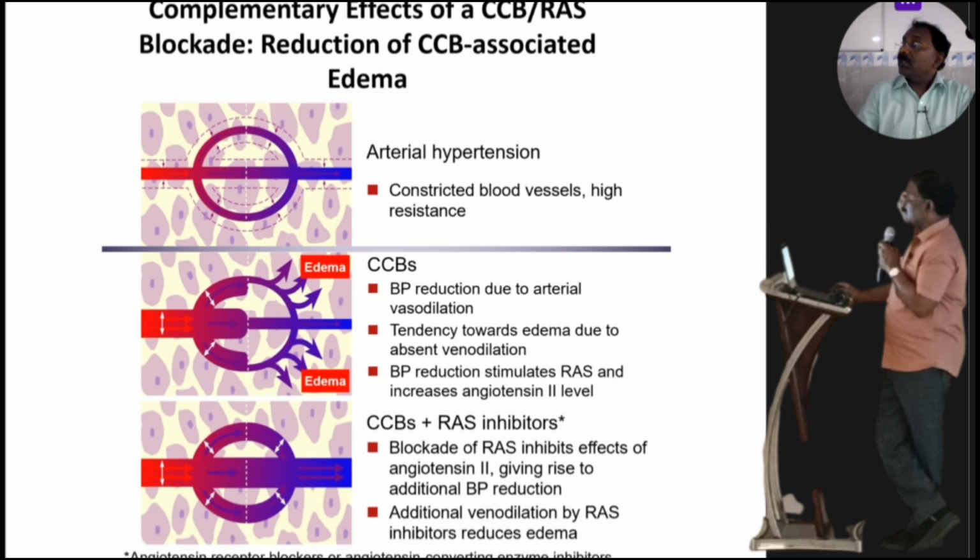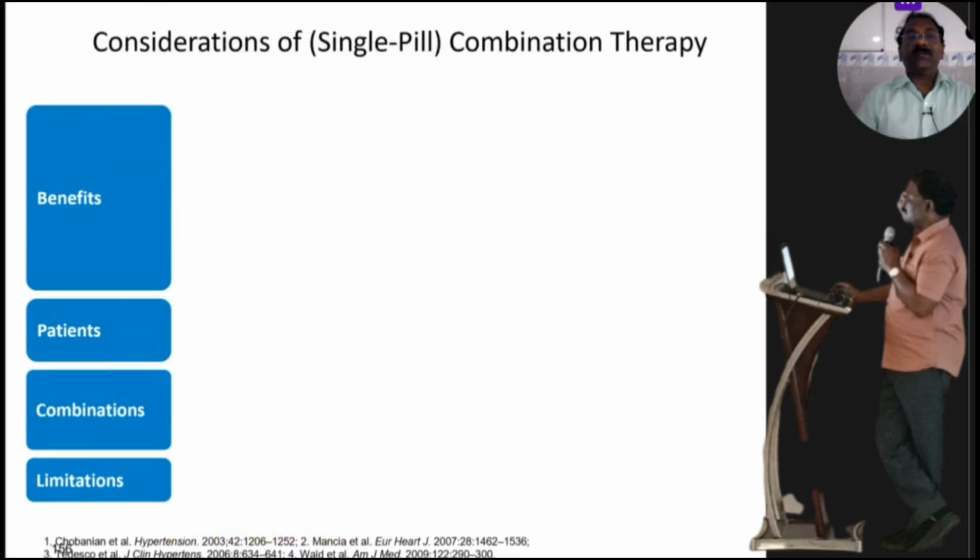Okay. See the first picture, the vessels are very constricted, both afferent and efferent. When you are using CCBs alone, you have a good effect on the arterioles, but not on the venules. When you are using the CCB and the RAS inhibitors, both arterioles and venules dilate, so there will be good dilatation, and it reduces the intraglomerular pressure, and you will have more beneficial effects here. So these are the advantages of the combination of calcium channel blockers and RAS inhibitors.